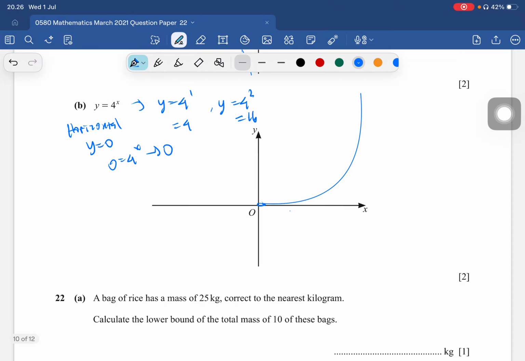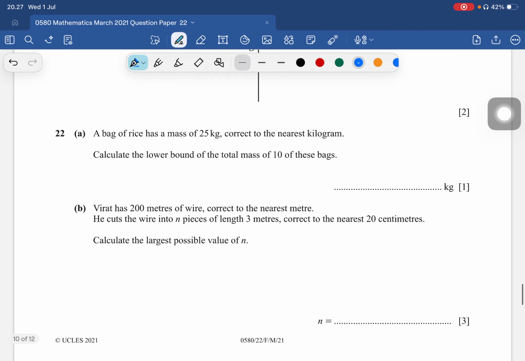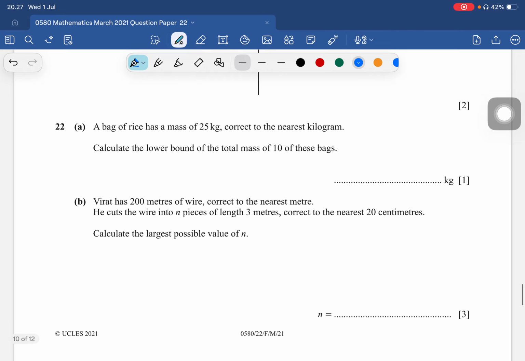So when this is 1, let's say this is 1.4, here is 2.16, and go on. Question 22. A bag of rice has a mass of 25 kilograms, correct to the nearest kilogram. So the nearest kilogram is 1 kilogram. We make it half, which is 0.5. For the lower bound, 25 minus 0.5 equals 24.5. There are 10 bags, so we multiply by 10, and we get 245 kilograms.